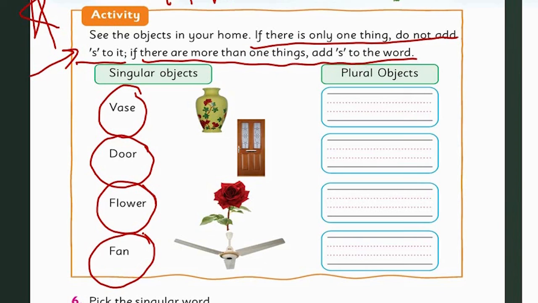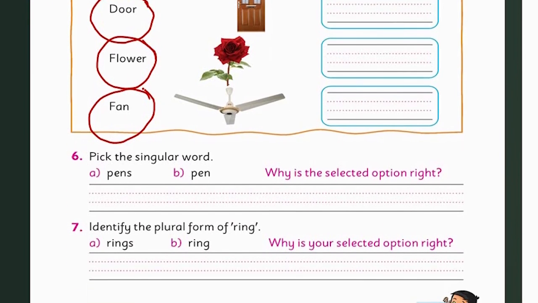If you have more than one vase, you will write vases. If you have more than one door, you will write doors. If you have one flower, you write flower, or you can just add an S if there are more than one flowers at home. Count the number of fans and see if there are more than one, then you have to write fans.